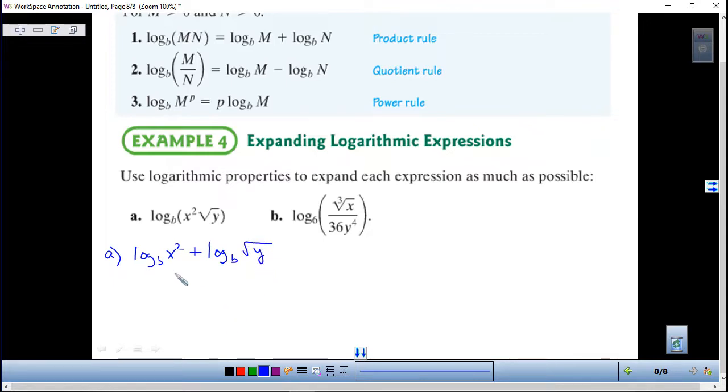Now, we're not done. We still have powers. Then we can use our power rule. So the 2 I'm going to move out front. So you get 2 log base b of x plus, and remember the square root of y is nothing more than y to the 1/2. So we can go ahead and think about that as y to the 1/2 and move that 1/2 out front. Plus 1/2 log base b of y. And then that is expanded as much as you're able.